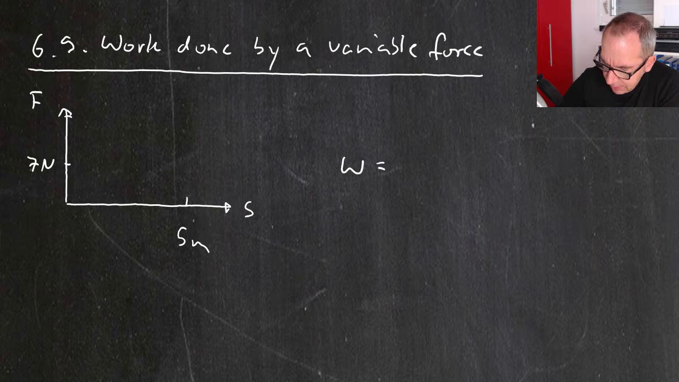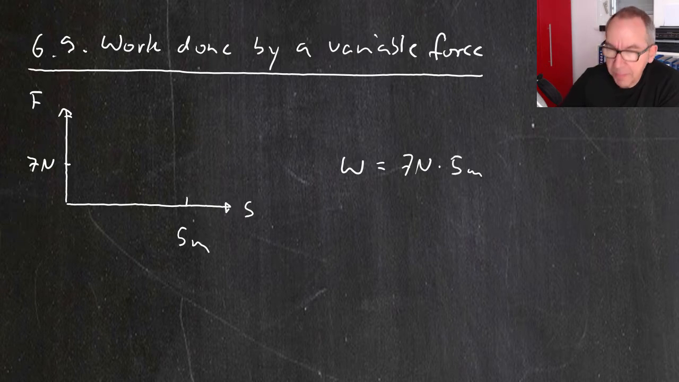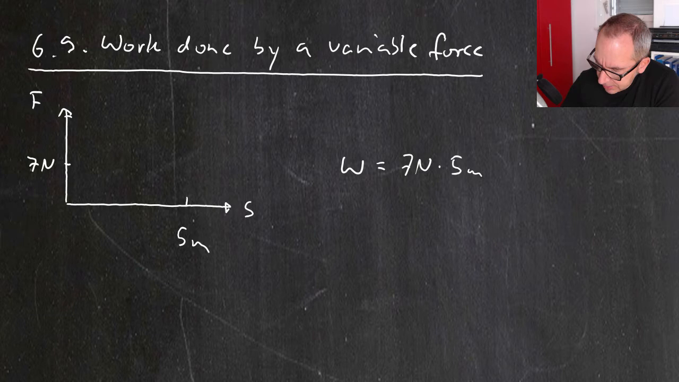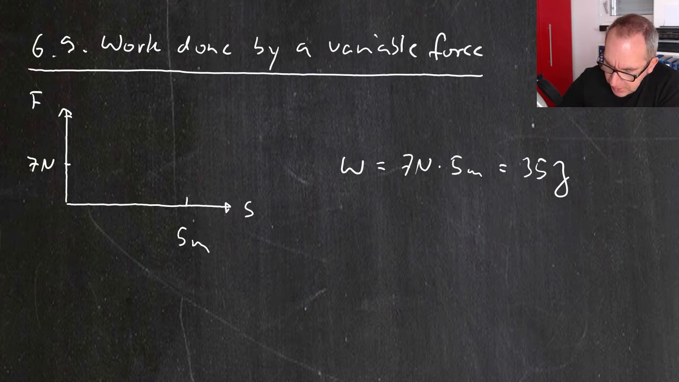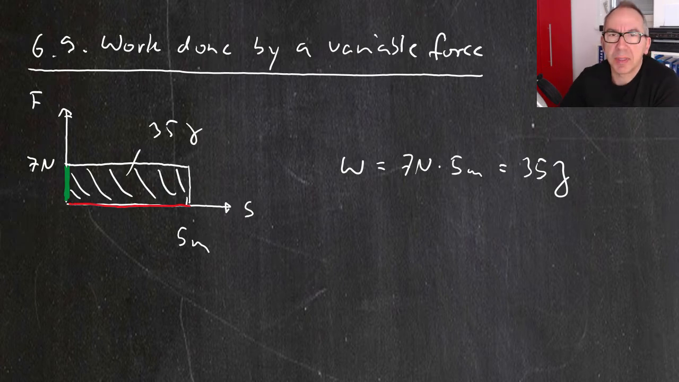Well, the work done then is force, which is 7 newtons, times displacement 5 meters. We assume that force and displacement are in the same line, so beta is 0. So this amounts to 35 joules. We can have a look at this number of 35 to be 7 times 5. So basically the 7 is this side over here and the 5 is this side below here. So it's a rectangle and this 35 corresponds, so to say, to the area of this rectangle.